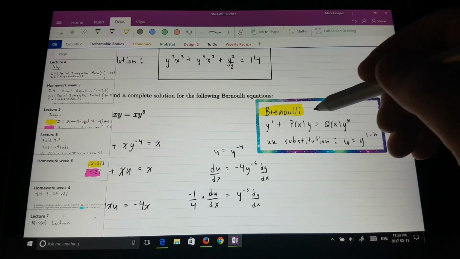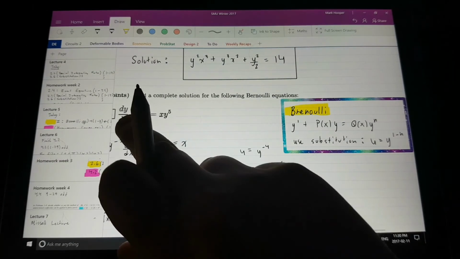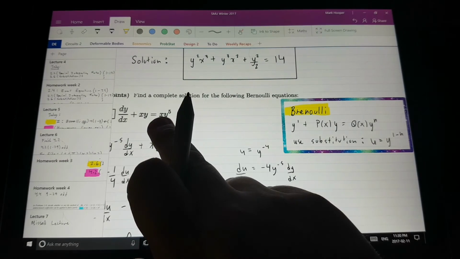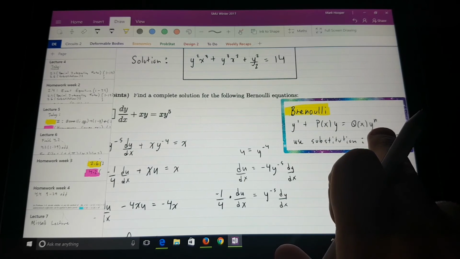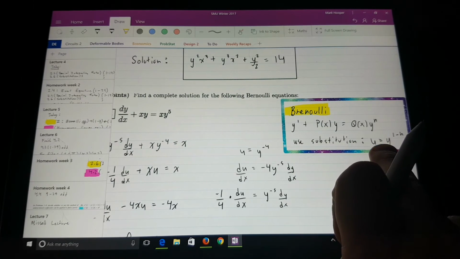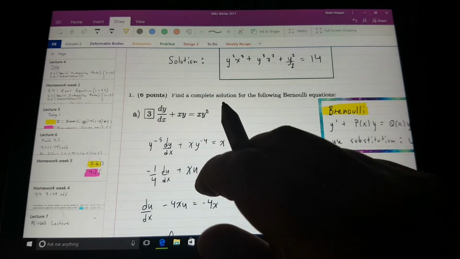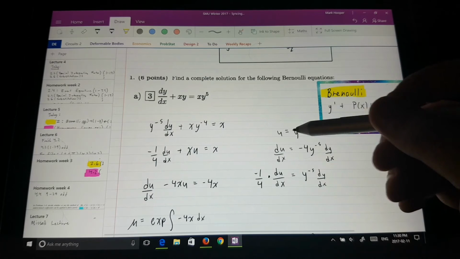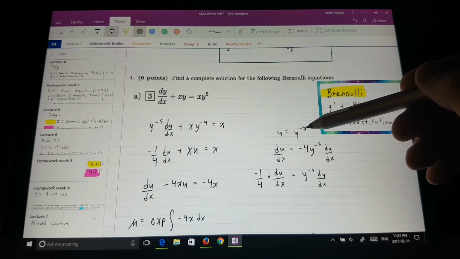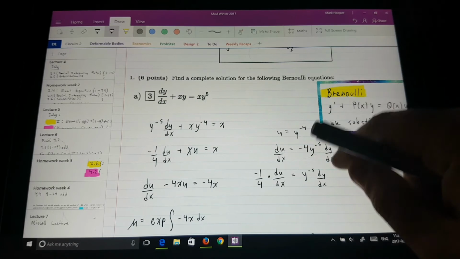So this is in that form, right? So p of x is x, q of x is x, and y to the n in this case is 5. So we're going to use a substitution where u equals y to the 1 minus n. So I do that here. u equals y to the minus 4, right? Because 1 minus 5 is negative 4.